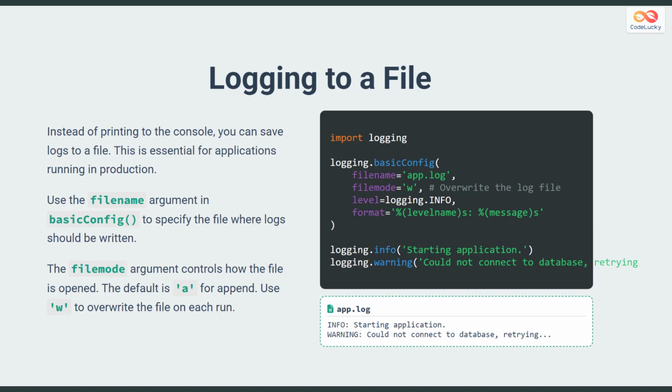Instead of just printing logs to the console, you can save them to a file, which is essential for applications running in a production environment. To do this, use the filename argument in basicConfig to specify the log file. You can also set the file mode. Use w to overwrite the log file every time the program runs, or the default, a, to append new logs to the existing file.